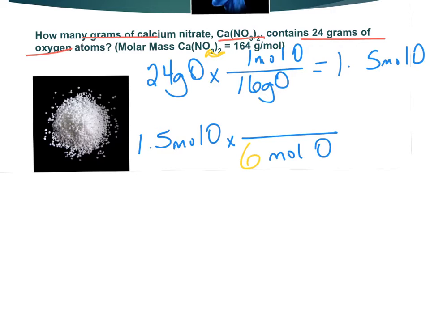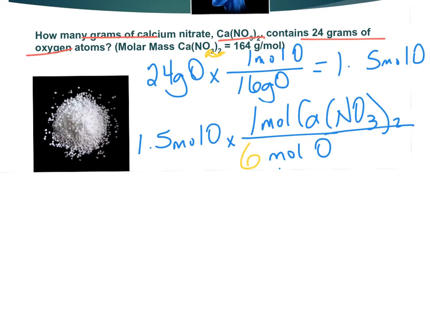Does that make sense? I hope. So kind of fixing that. Let me go back and do this. So we did the 2 times 3 in the compound to figure out that there were 6 moles of oxygen in 1 mole of calcium nitrate.